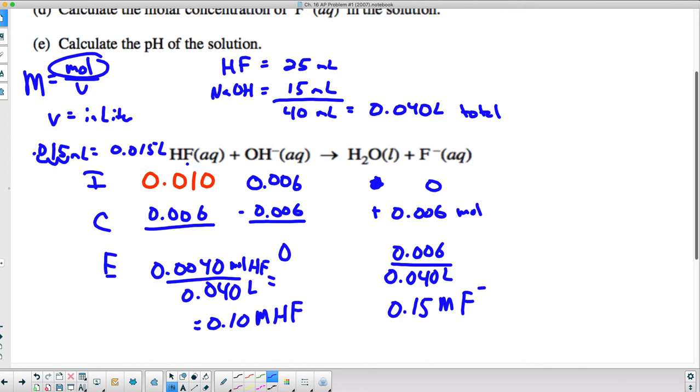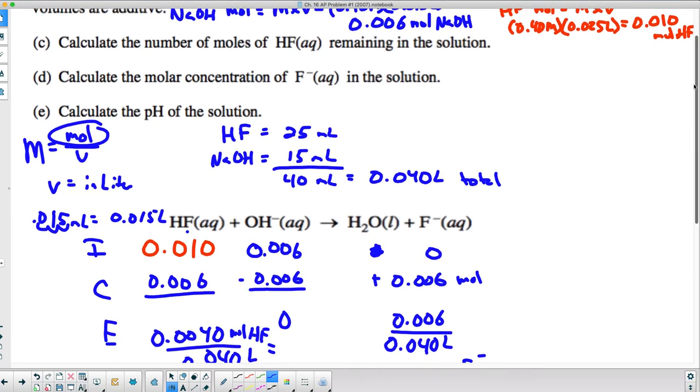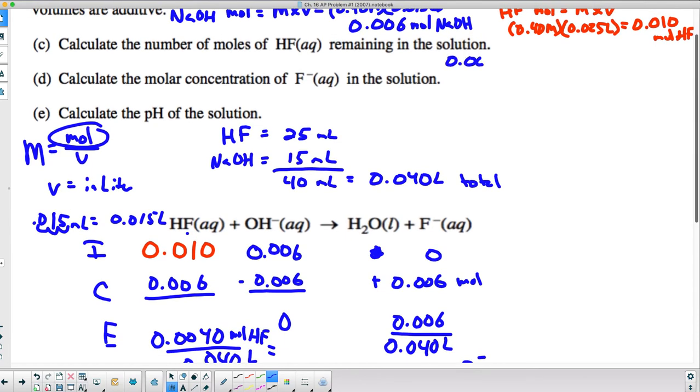So this says calculate the pH. First of all, let's go back up here and answer these questions. The number of moles remaining in the solution will be 0.0040 moles of HF. Good. Then calculate the molar concentration of F minus, so that's going to be 0.15 moles. Good. Calculate the pH of the solution.